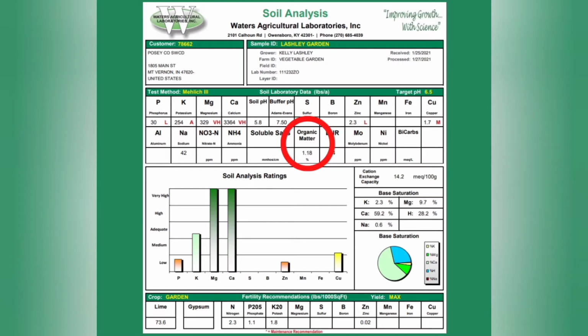And the way that you would increase your organic matter is by adding plant or animal material. In a vegetable garden, one of the best ways to add that is through cover crops. So Miss Lashley could plant cover crops in the fall, let those grow all winter, and then in the spring she can terminate those, and then the plant material from those cover crops will be added as organic matter. So one thing that she should probably try to work on is increasing her organic matter.